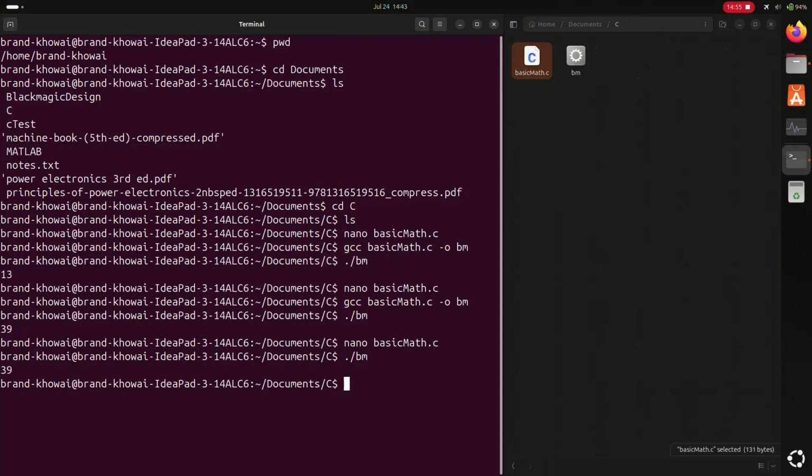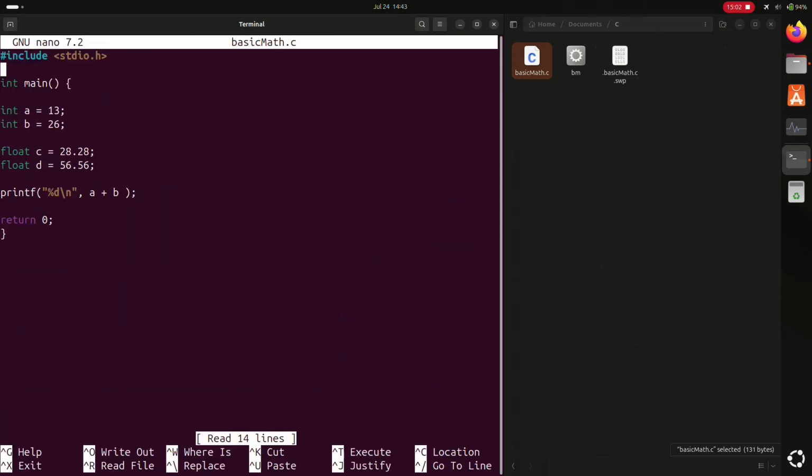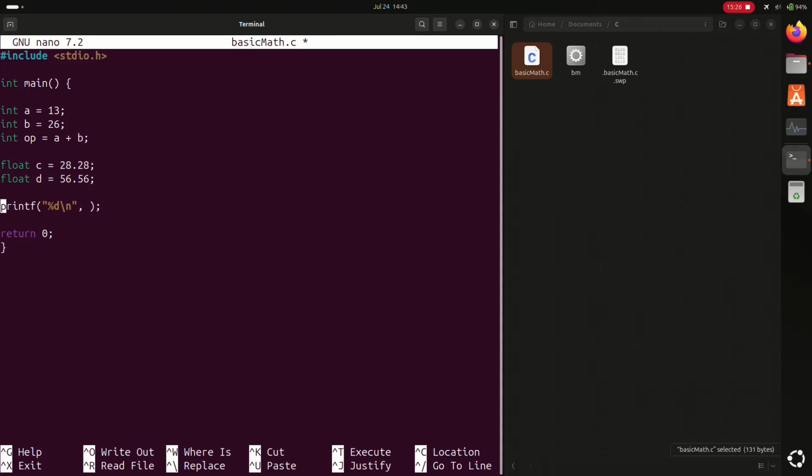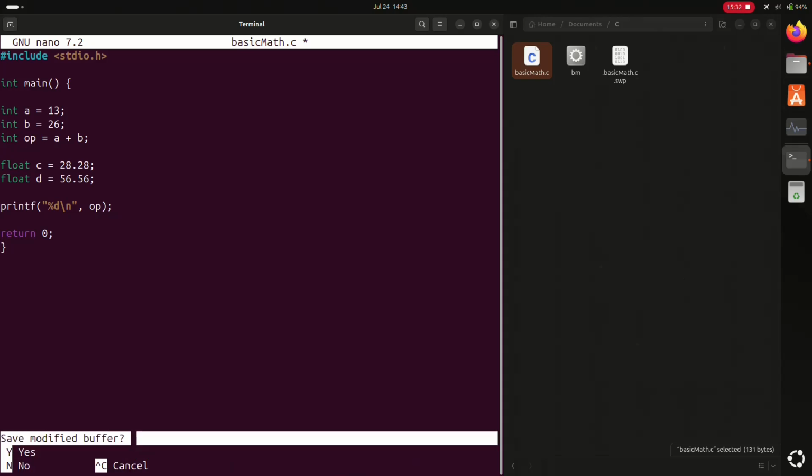How to do subtraction? The same way. In place of plus, you place the minus symbol. Now you can also make another variable. Instead of typing your mathematical function here, you can make another variable, int op, meaning output of plus. Okay, op equal to a plus b, and here you can place op also. This is just the same. So Control X, Y, enter.